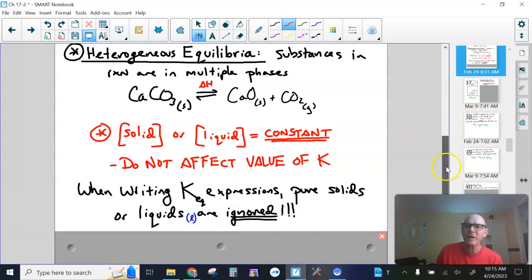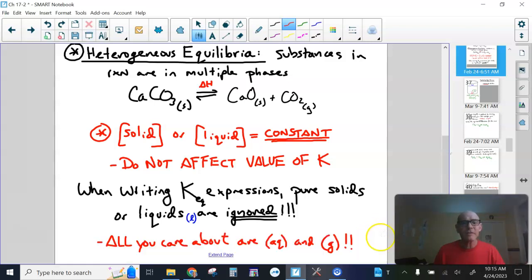So when we write K expressions, remember product over reactant with coefficients as exponents, we just ignore pure solids and liquids because it's a constant value. It doesn't change the position of equilibrium. The numbers are always the same. They're constant for solids and liquids. All you care about when writing the equilibrium constant are aqueous phase or gas phase because those values can be variable. So let me show you what I mean.